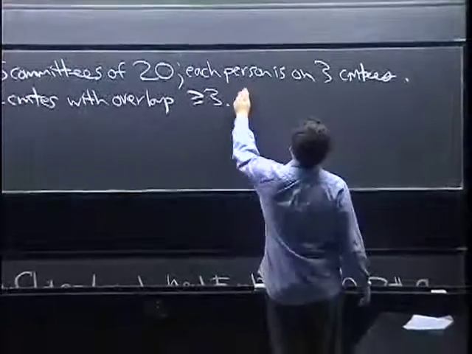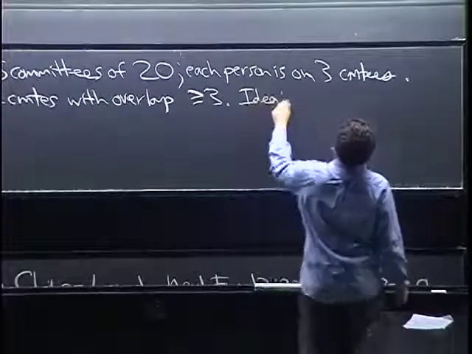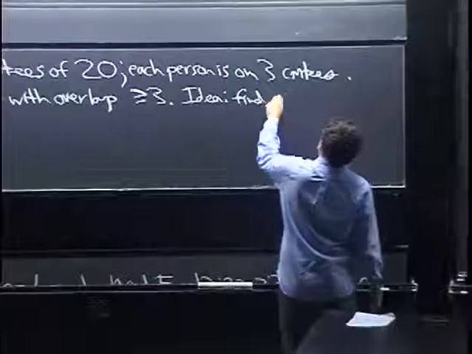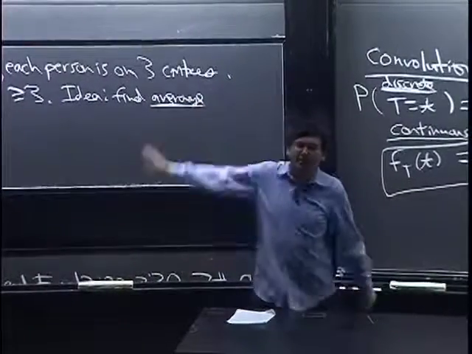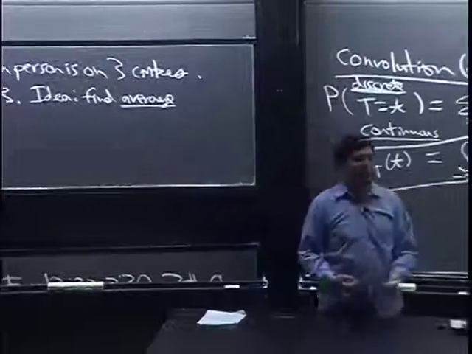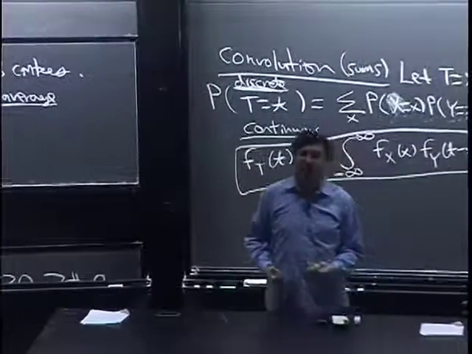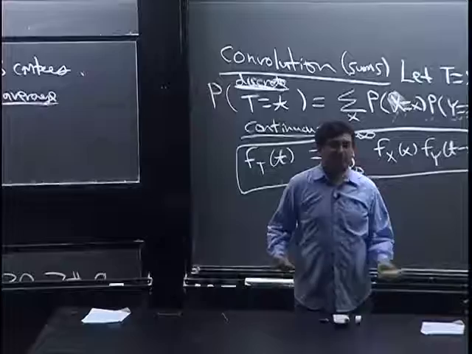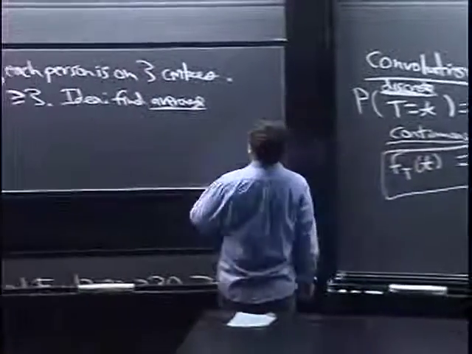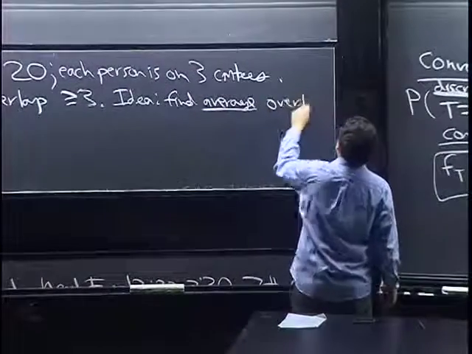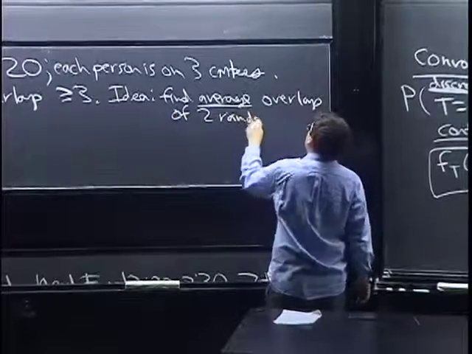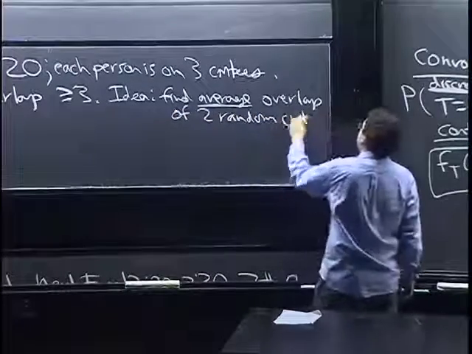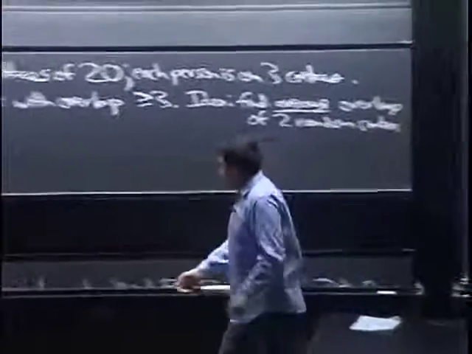So the idea is to find the average intersection. I said average, that involves probability. We didn't have any probability yet. We introduce our own probability structure by just saying, let's choose 2 random committees. So find the average overlap of 2 random committees. All right, so hopefully we can do that quickly.